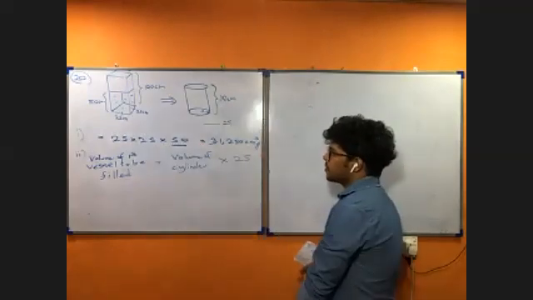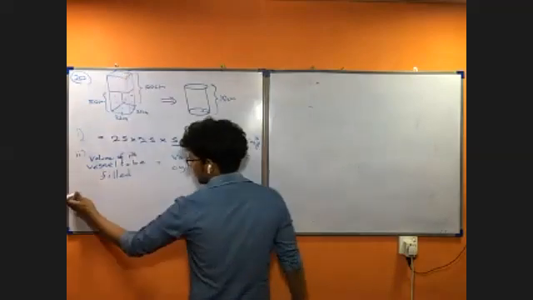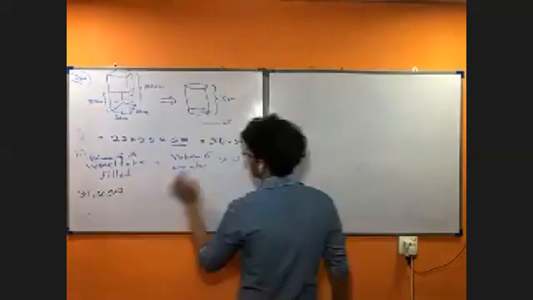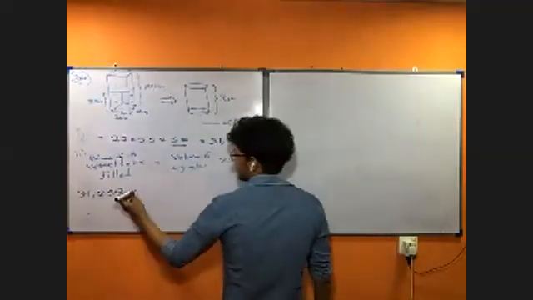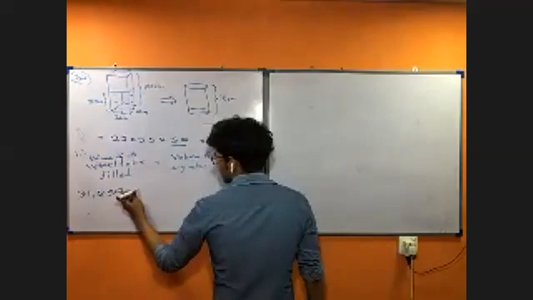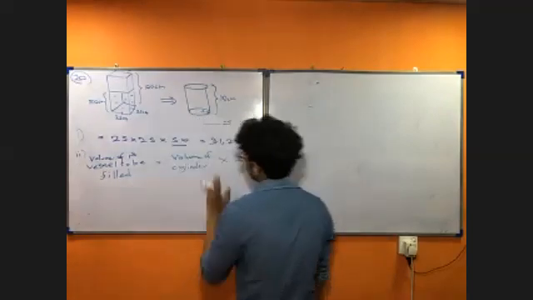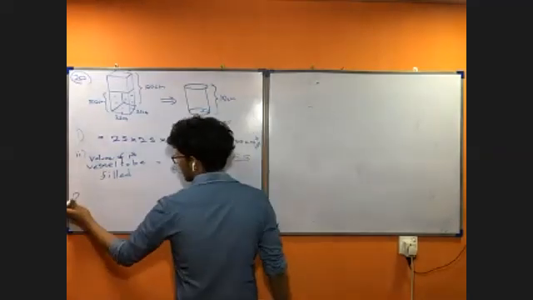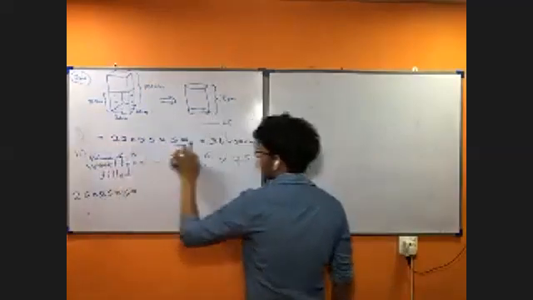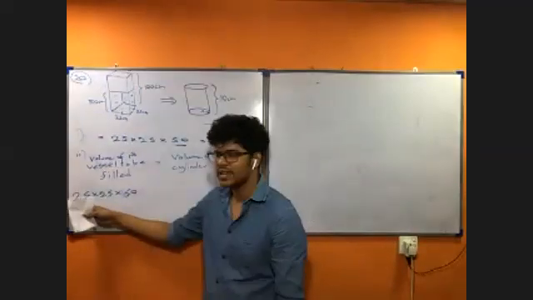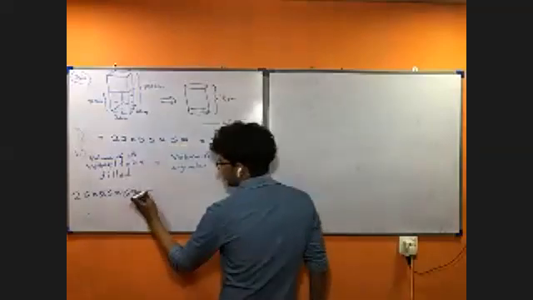So the volume of the vessel to be filled is 31,250 cubic centimeters, which is equal to the volume of the cylinder. Here also, instead of 31,250, I will use 25 into 25 into 50. I think it will be easier for me. I am just using this instead of the final value.